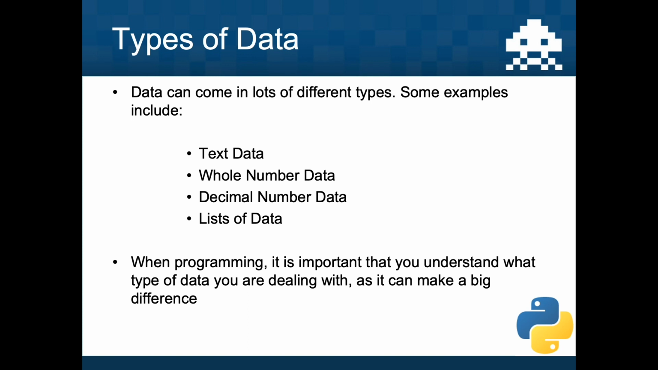So data is a word that we hear quite often, and we're maybe not necessarily sure what data really means. Data can come in lots of different formats. We could have text data, we could have whole numbers, we could have decimal numbers, and possibly lists of data. And lists might be made up of any of text, numbers, or decimal numbers. When programming, it's really important that we understand the type of data we're dealing with because it makes a big difference.